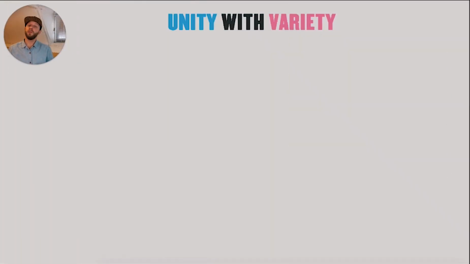So one of the most important things we need to understand when we're drawing an image is the concept of unity with variety. Now what is unity with variety? Unity with variety actually means the difference between creating chaos, which is variety, or creating something very structured and something that the eye can really look at, which is unity.